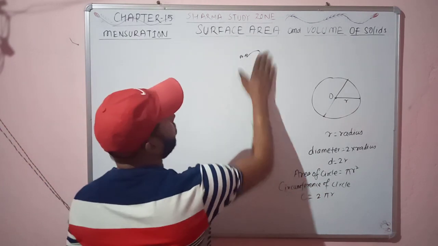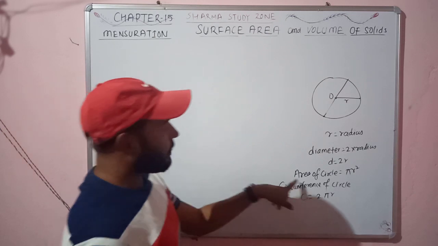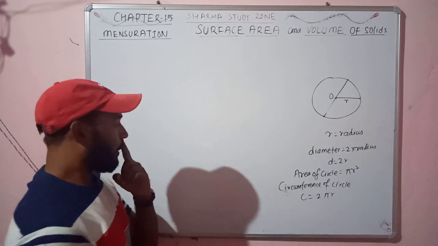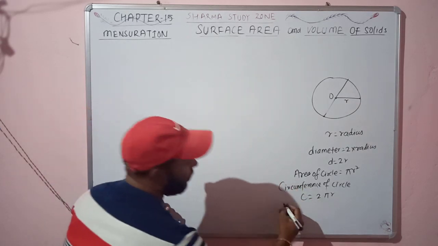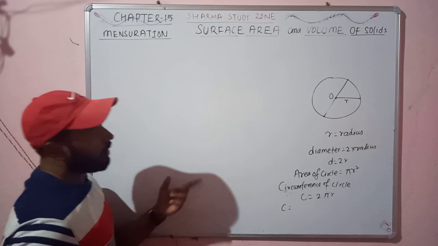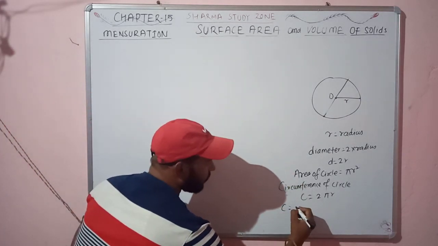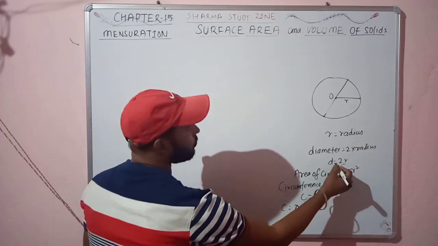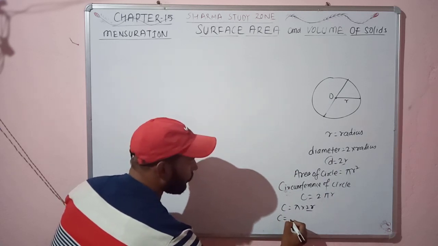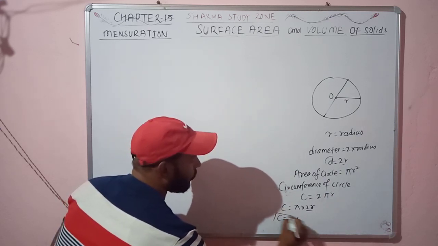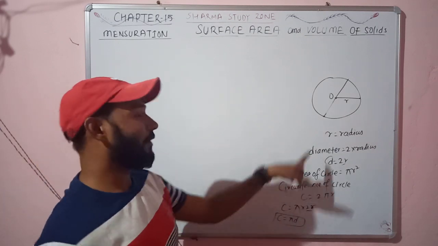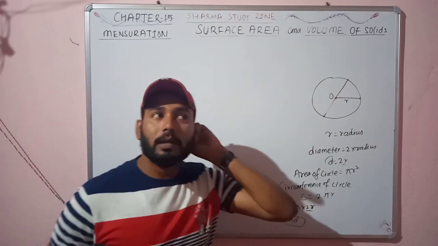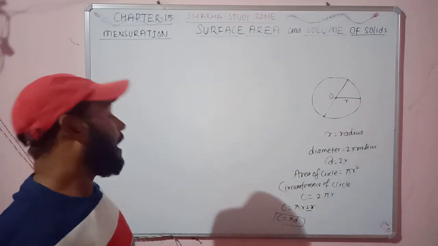Okay. Now, we have discussed the area of a circle, which is pi r square, and the circumference of a circle, which is 2 pi r. We can find another formula for the circumference, which can be written as pi into 2r. And 2r is equal to the diameter, so we can also write it as pi into d. This one is also a formula for the circumference of the circle. So this was all about the 2D figures, in which we have discussed the rectangle, square, and the circle.